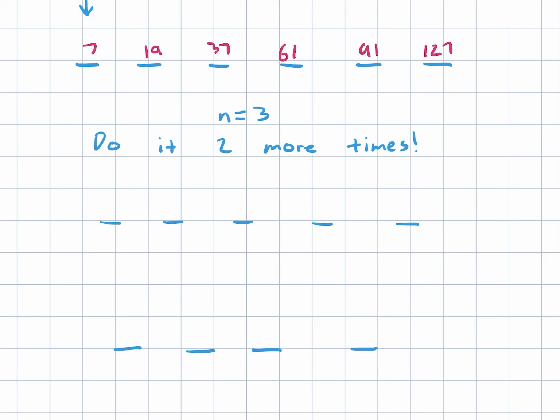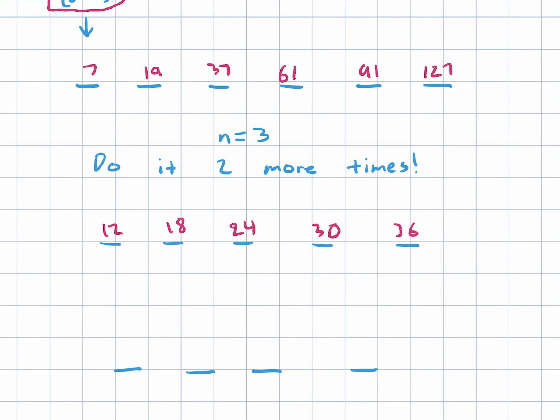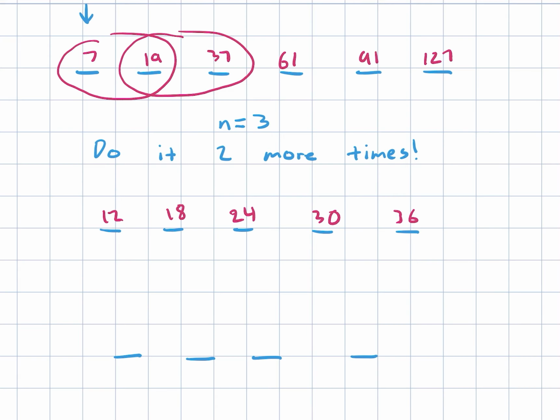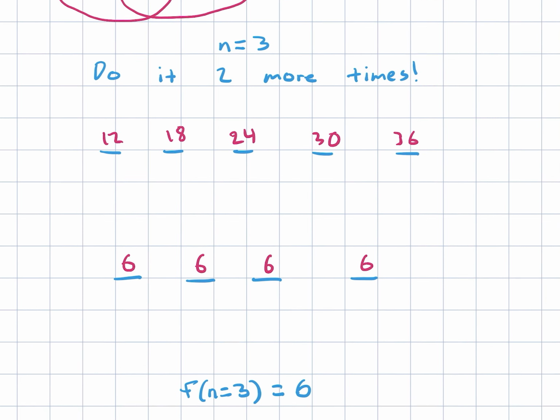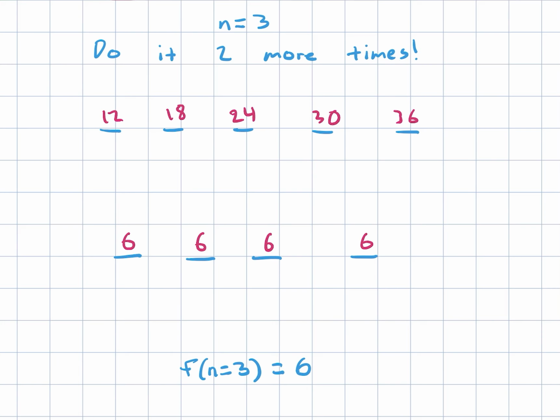And so I'll go ahead and fill these numbers in. Again, we're just taking the difference between every adjacent number. And so the difference between these two would be 12, and these two would be 18, and so on. And then finally, you get a series of numbers where all of the numbers are exactly the same, and this would be your result. So, when n is equal to 3, the result of the function is 6.